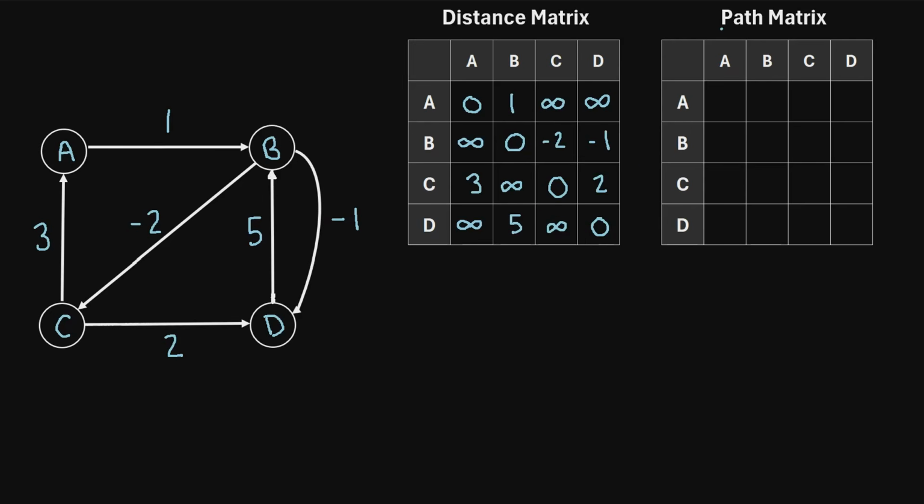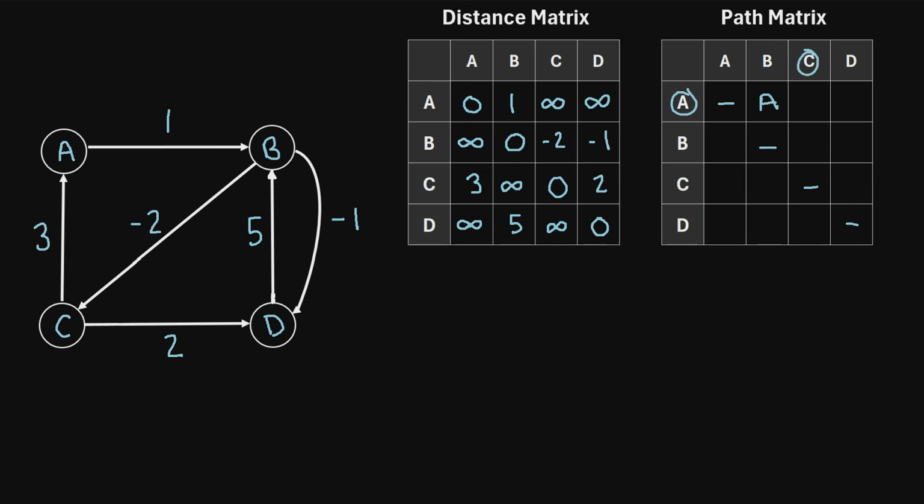Then we need to fill in the path matrix. This is a matrix that shows which node most recently led to the shortest distance between one node and another node. So for all of the diagonals of the path matrix, we'll just put a dash, because to get from one node to itself, there is no previous node. Now if we consider going from node A to node B, what was the node that most recently led us from A to B? Well, that would just be A, because we went directly from A to B. So we'll put an A right here.